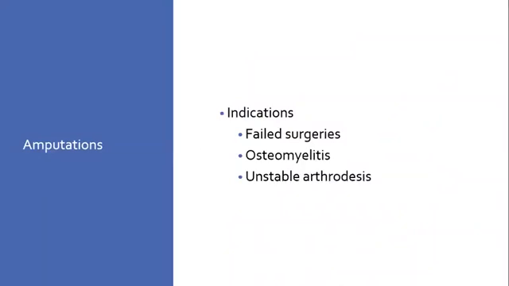Amputations are indicated when there's been a failed surgery, osteomyelitis, or an unstable arthrodesis procedure. It's your last case scenario in terms of limb salvage in a patient with Charcot. Sometimes ultimately they would benefit from an amputation versus continued surgery.